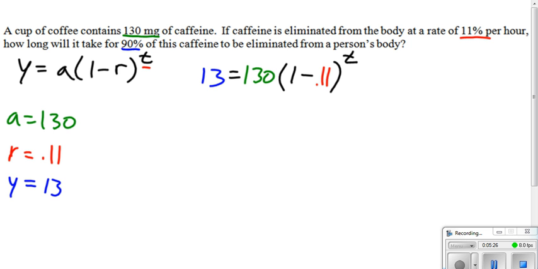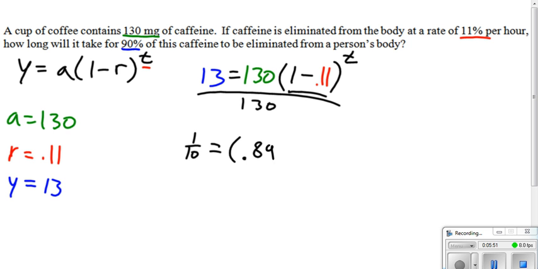So we'll just do some simple algebra to get rid of some of these numbers. We'll divide both sides by 130. 13 over 130 is 1/10. 130 over 130 would just be 1, so we're essentially getting rid of it from this side. In here, we have 1 minus 0.11, which comes out to 0.89 to the power of t. So this is our simplified version.